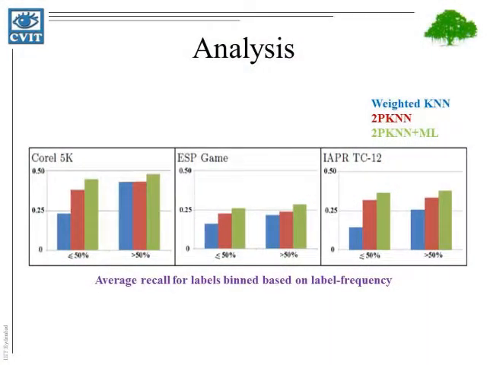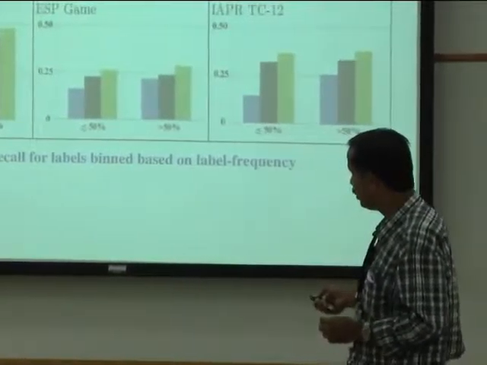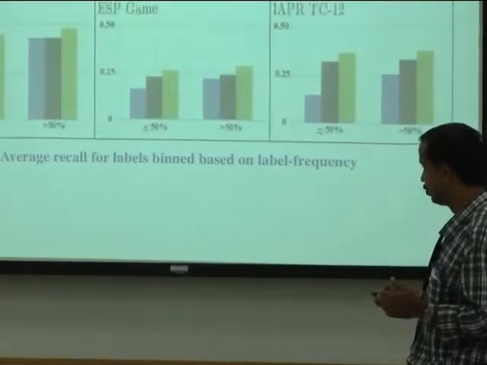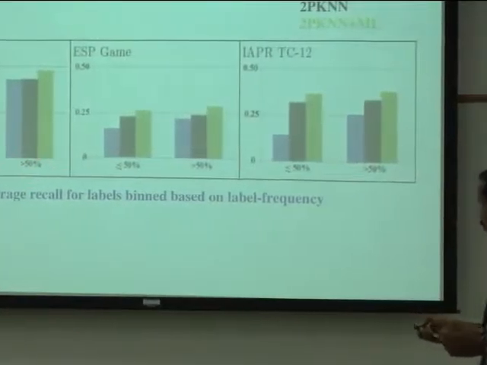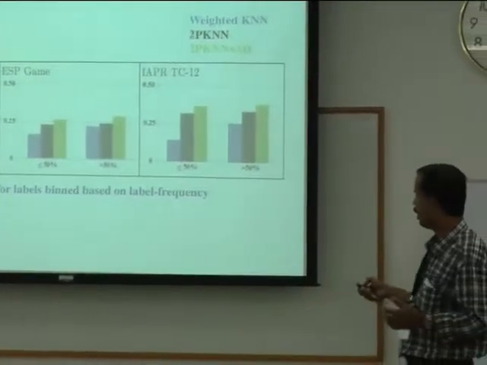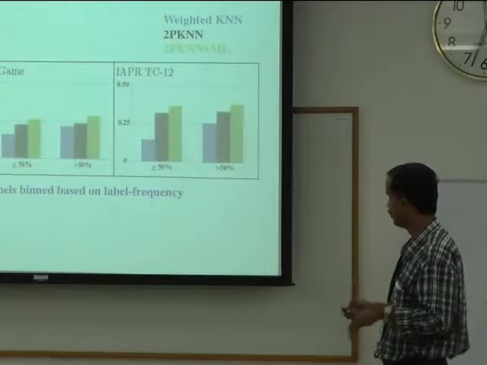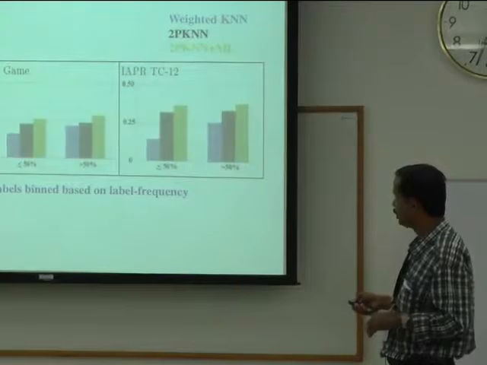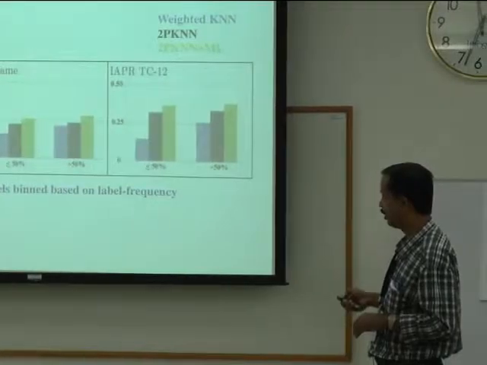So now we look at how this method performs. These are the images. We talked about the issue of imbalance in the labels, so we look at less frequent labels and more frequent labels. This is for this data set, and similarly for all the three data sets. And you can actually see the weighted KNN, which is the state of the art for these data sets, in blue, where the new method, with a simple modification of the nearest neighbor, improves the performance, and with the metric learning, it further improves it.